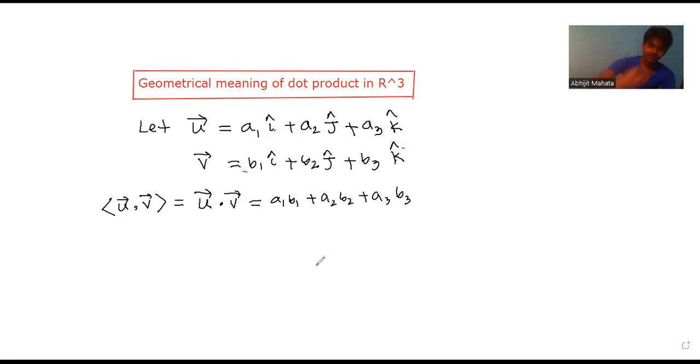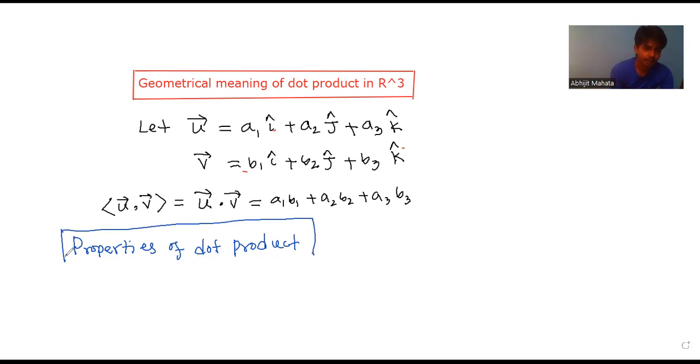Now we'll see some properties of the dot product. So let me list here the properties of the dot product. Very important properties. You can check them directly. I'm not going into the proofs of those. I am just writing the properties here. Number one: if you take the dot product of u with v, then it is the same as v with u.